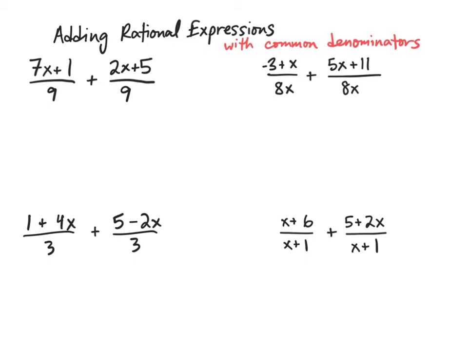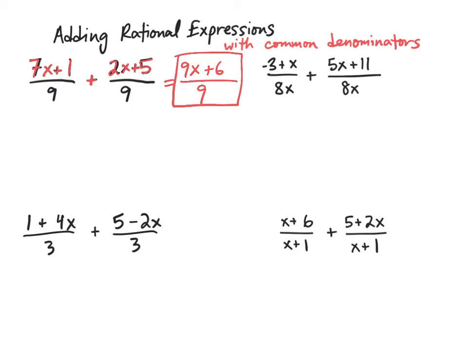In the first one, the common denominators are 9. Super easy. We just make our common denominator out of 9. Now when we're adding, let's just go ahead and combine like terms. 7x plus 2x is 9x. And then we have a positive 1 adding with a positive 5, and that is a positive 6. And it's as simple as that.